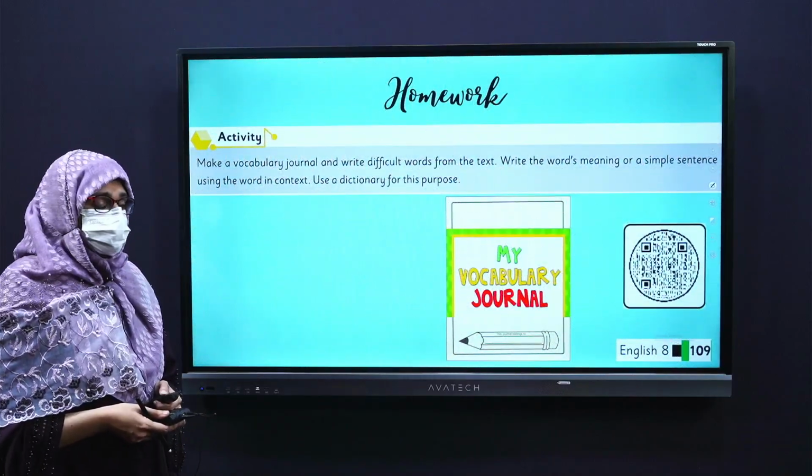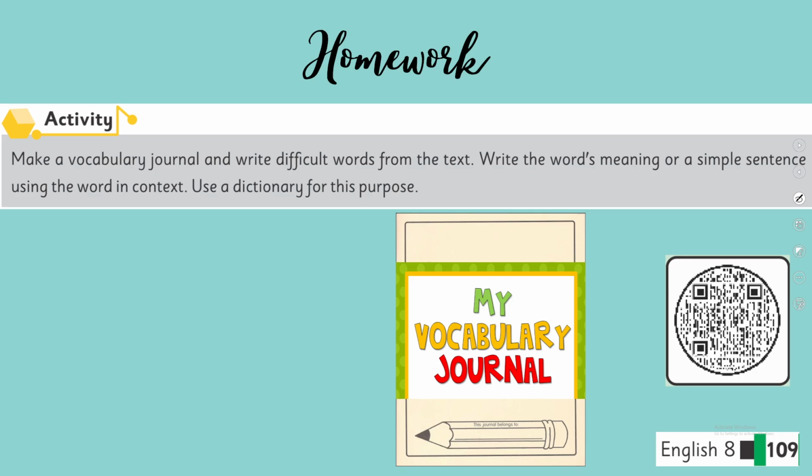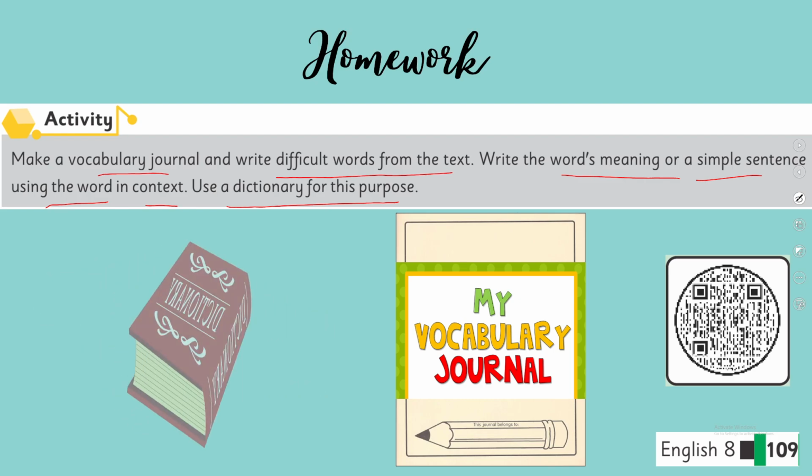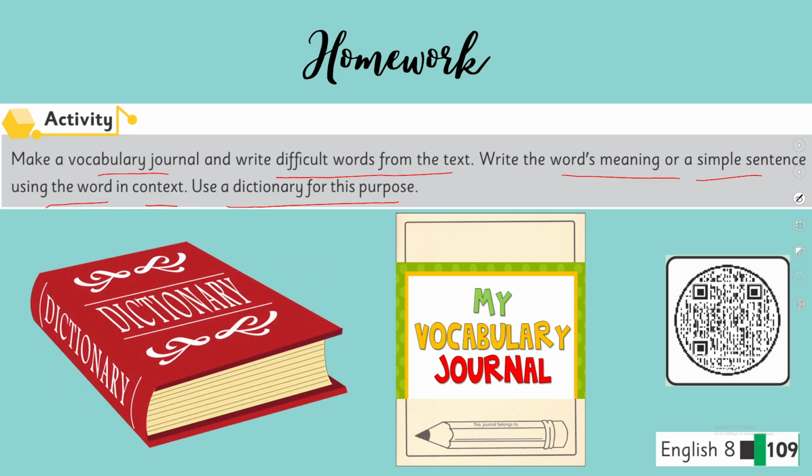Here is your homework. Make a vocabulary journal and write difficult words from the text. Write the word's meaning or a simple sentence using the word in context. You can use a dictionary for this purpose. So this is your homework.